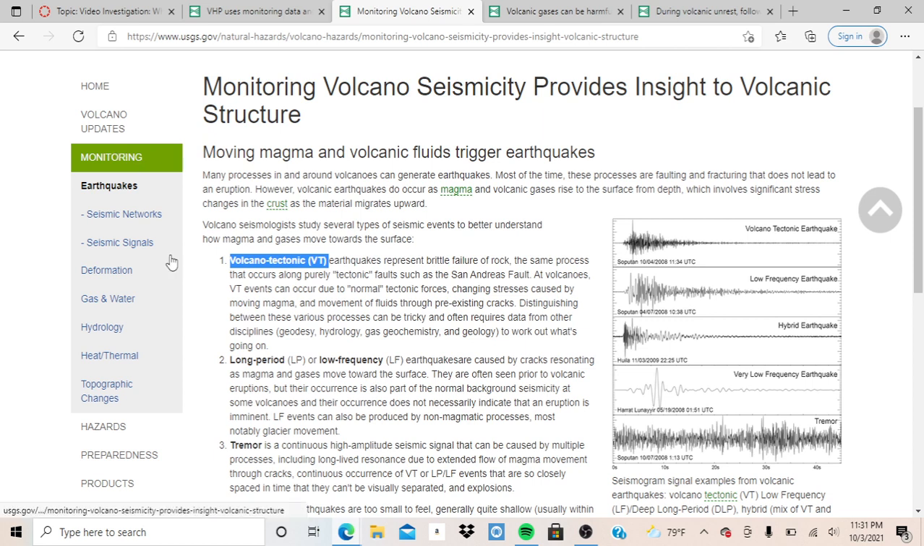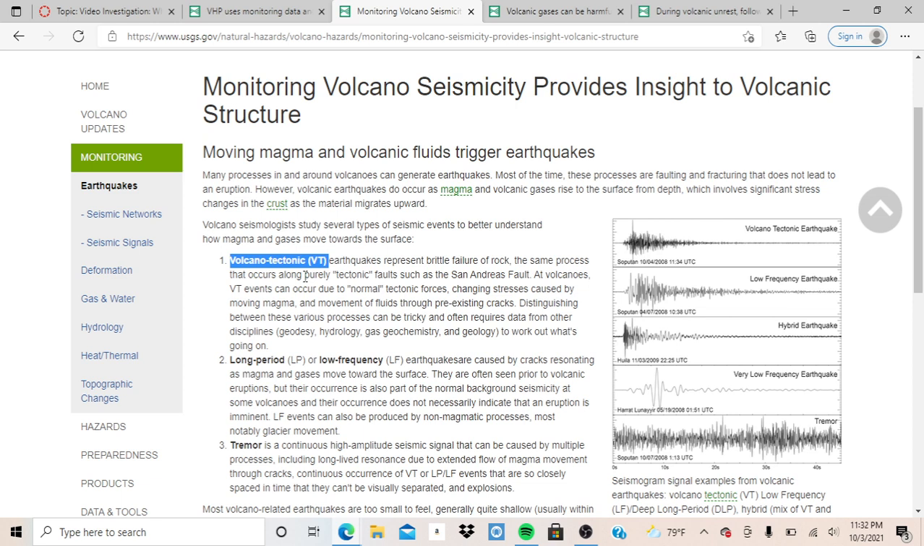And in the monitoring tab, I'm going to be looking at earthquakes. The one I chose to look at is the volcano tectonic, VT. So volcano tectonic earthquakes represent the brittle failure of rocks, which can occur along faults such as the San Andreas Fault.